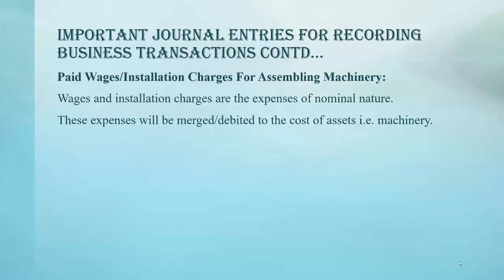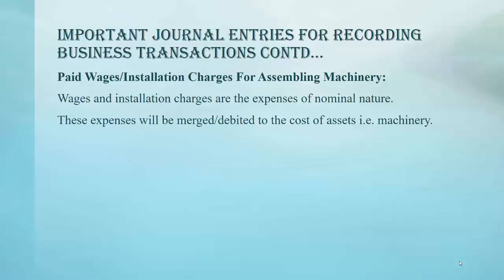And our last journal entry for today is paid wages or installation charges for assembling machinery. Business pays wages or installation charges for installing machinery into the business. These wages or installation charges are an expense for the business. It should be noted that for such expenses, no separate account should be opened because these expenses are capital in nature, so it will be merged or debited to cost of assets, let's say cost of machinery account.